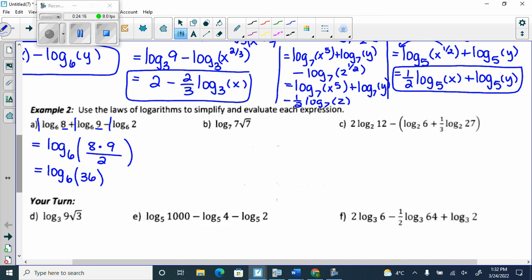Now, what does our calculator do when we do this? 6 to what power is 36? 6 to what exponent is 36? It's 2. So if you type log base 6 of 36 into your calculator, it's going to give you 2.